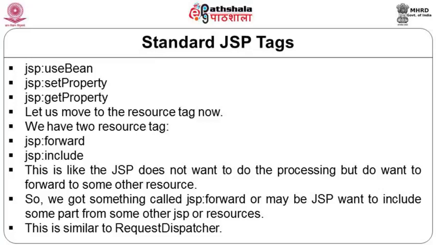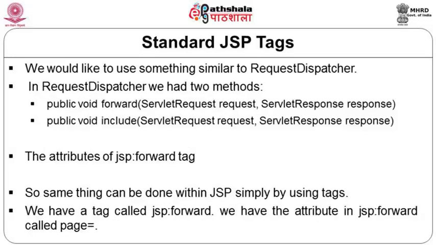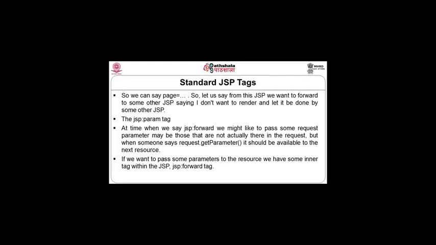This is similar to a request dispatcher. Recollect, in request dispatcher we had two methods, forward and include. The same thing can be done even within a JSP simply by using tags. We have a tag called jsp:forward, with an attribute called page equal to so and so. What we specify here is that maybe from this JSP we simply want to forward to another JSP. I do not want to render; let the rendering be done by the next JSP.